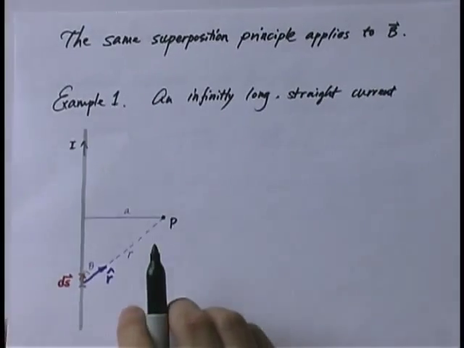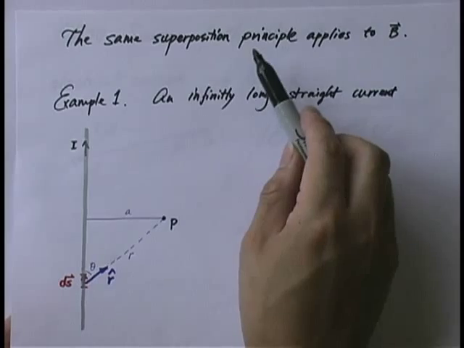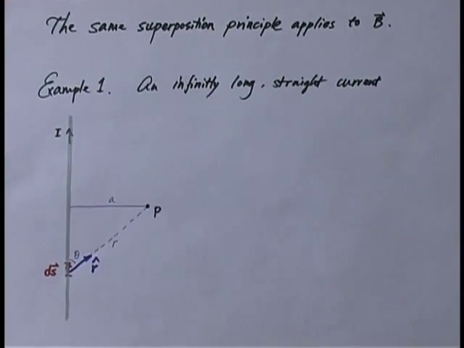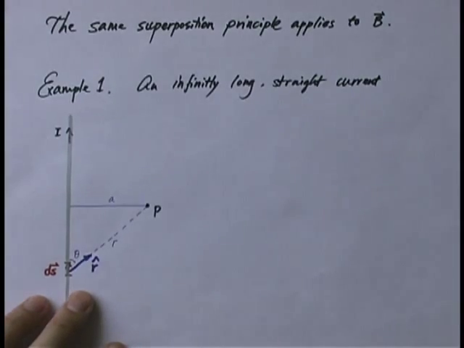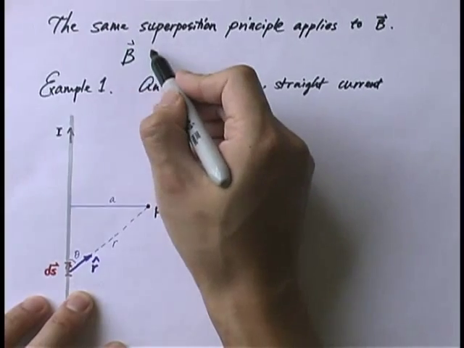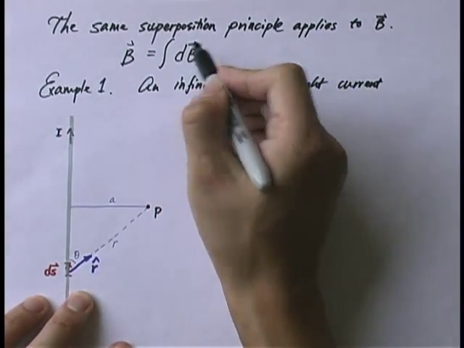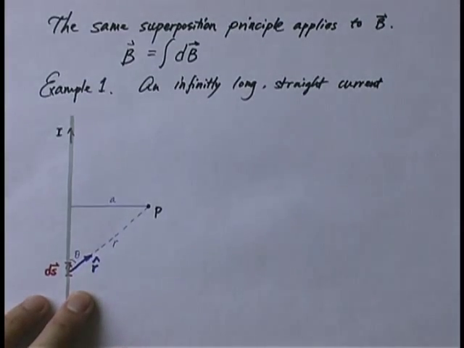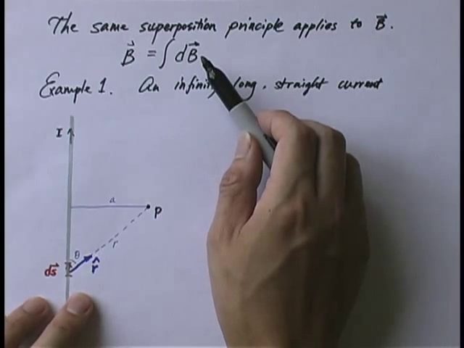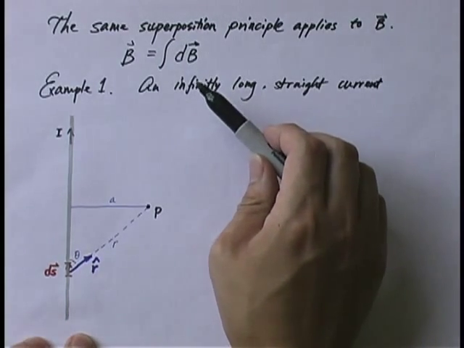So, again, the same linear superposition principle applies to the B field, not just the E field. In other words, B of a finite current distribution is just the sum over dB. You just sum over the contribution from every current element of the entire source. That is how you go from a current element to any current distribution.